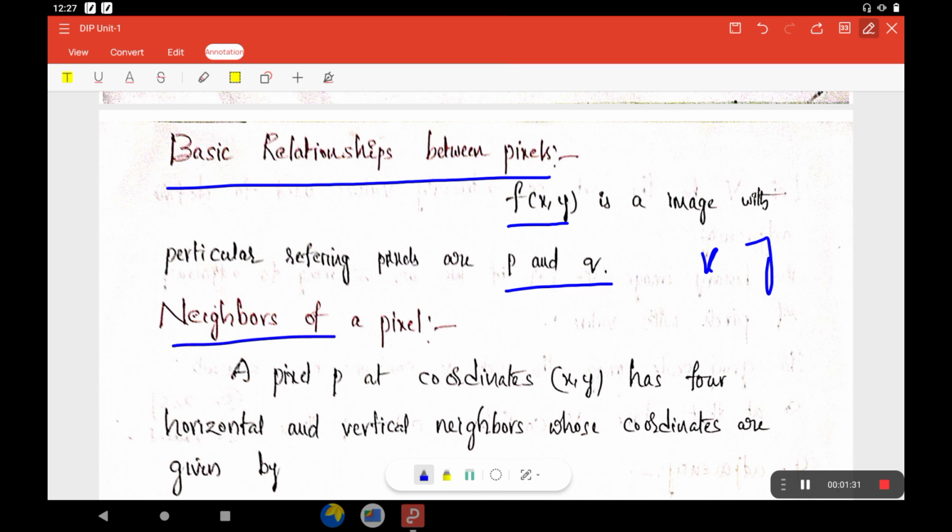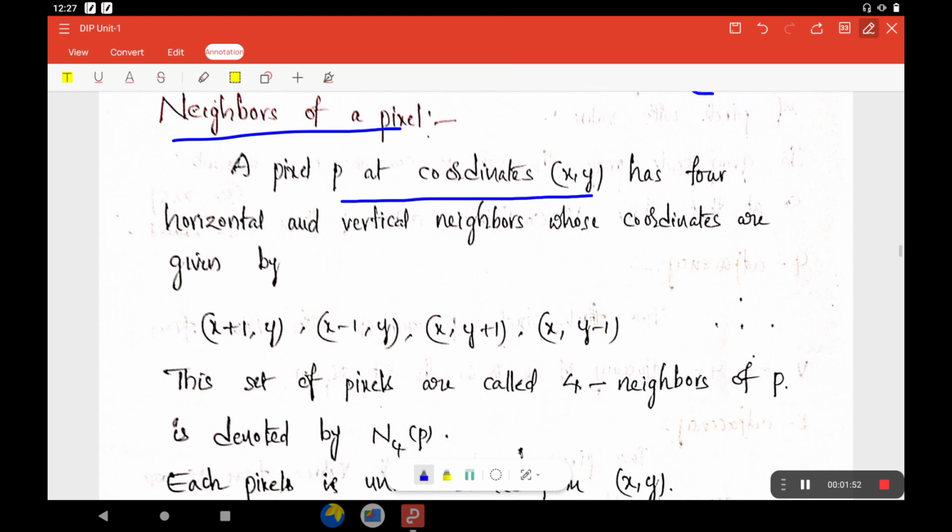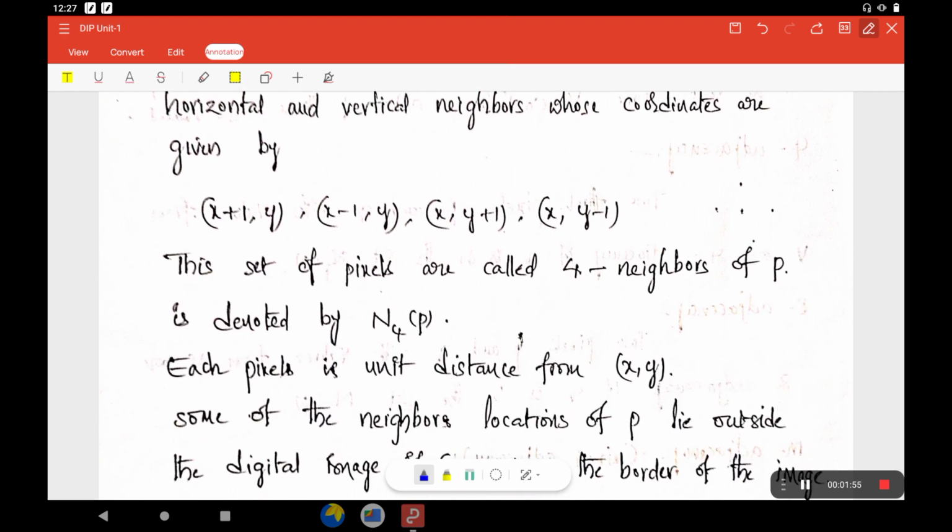For that purpose, let us see the neighbors of a pixel. A pixel p at coordinates x comma y has four horizontal and vertical neighbors whose coordinates are given by x plus 1 comma y, x minus 1 comma y, x comma y plus 1 and x comma y minus 1. These are the four neighbors of the corresponding pixel x comma y. This set of pixels is called the 4 neighbors of p, denoted by N4 of p.